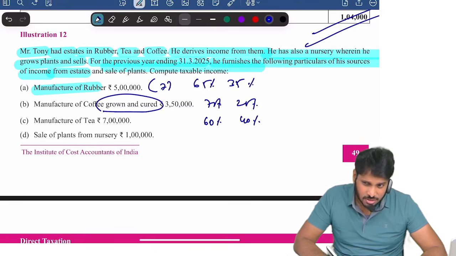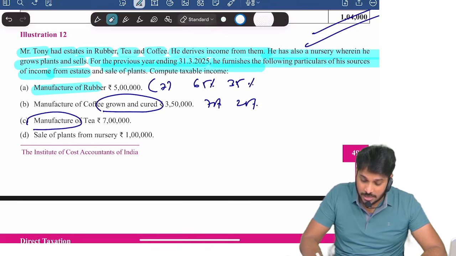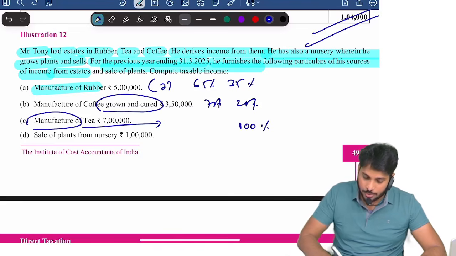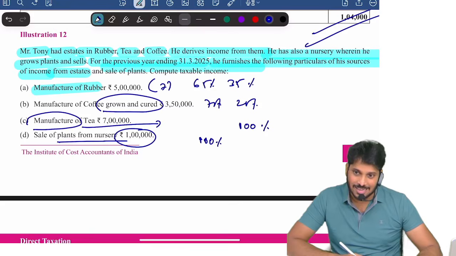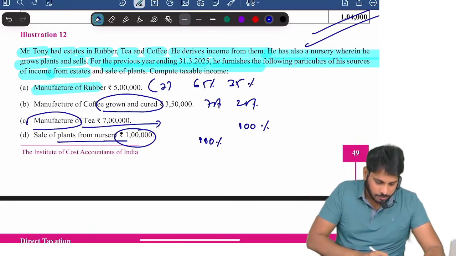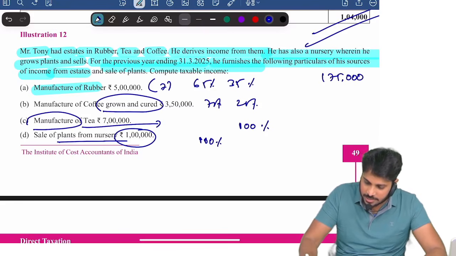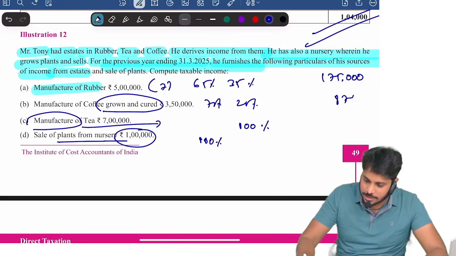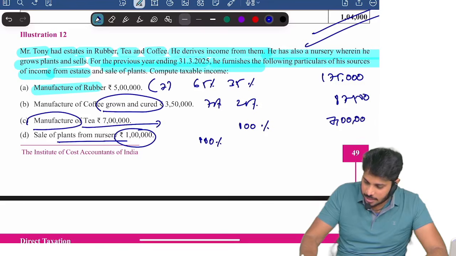Actually, manufacturing of tea, they said. Whether they are growing or not, they did not mention. I assume that this is only the manufacturing process, so 100% is business income. Whereas sale of plants from nursery, 100% is agriculture income. Can I do like this? Now tell me, 5 lakhs into only agriculture income we will calculate. Only agriculture income we calculate, 1,75,000. Correct? Coffee, 3,50,000 into 25%, 87,500 business income. Tea, entire 7 lakhs is business income. Plants, entire 1 lakh is agriculture income.